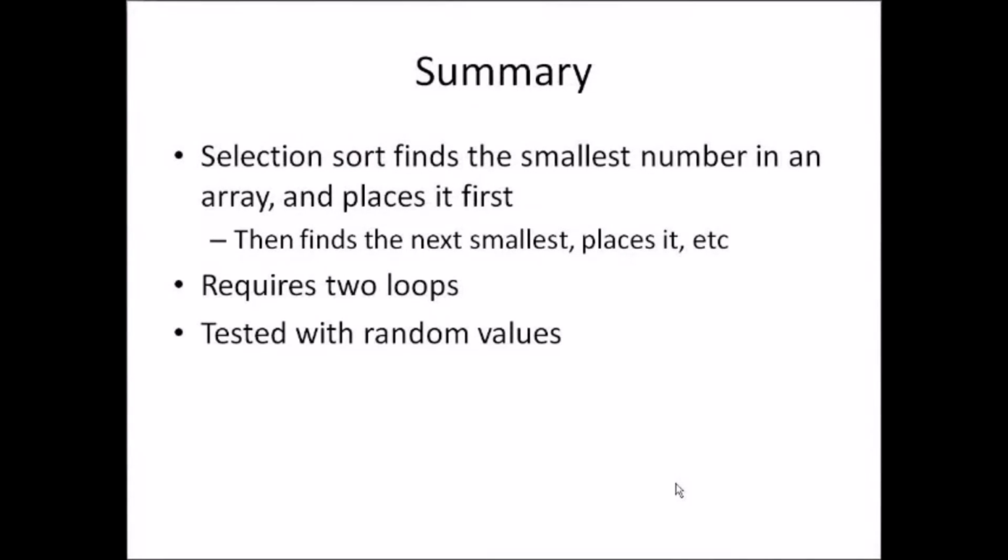So just to summarize now, selection sort finds the smallest number in an array and then places it in the first position of the array. It then goes on to find the next smallest and places it in the second position. This continues until we get to the end of the array. So to do this requires two loops, an outer loop and an inner loop. What this means is that the amount of work that has to go into sorting our list grows very rapidly as our list gets bigger. But that doesn't matter just for now. And finally, we tested this implementation with random values, and we found out that yes, it certainly does work.